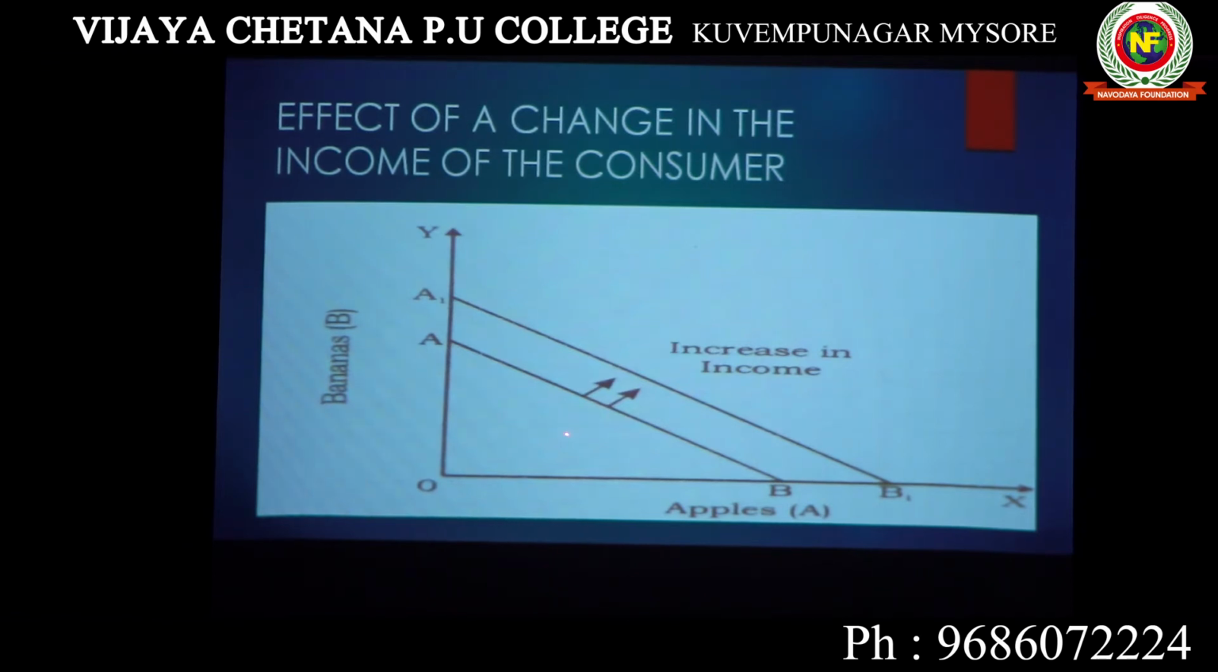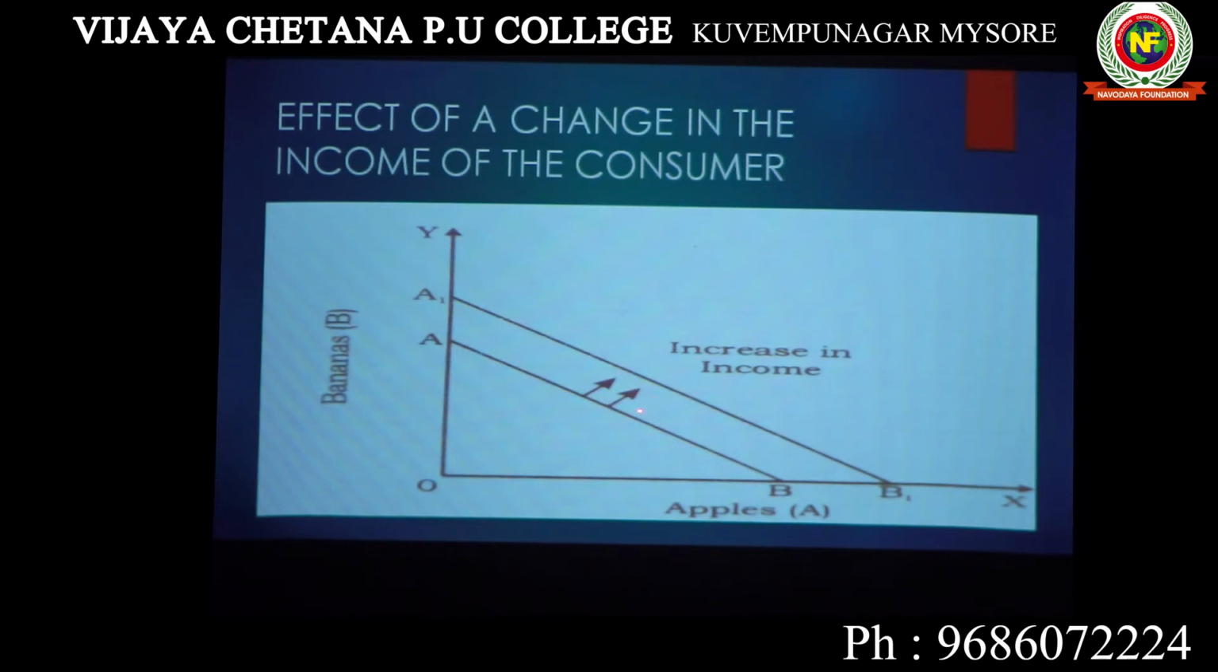The budget line may take a rightward shift or a leftward shift. If it takes a rightward shift, it means his income has increased. If it takes a leftward shift, his income has decreased. If a consumer's income decreases, then his capacity of purchasing banana and apple comes down. So this is the effect of a change in the income of the consumer on the budget line.